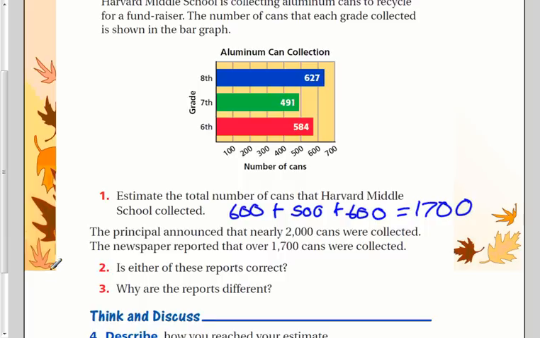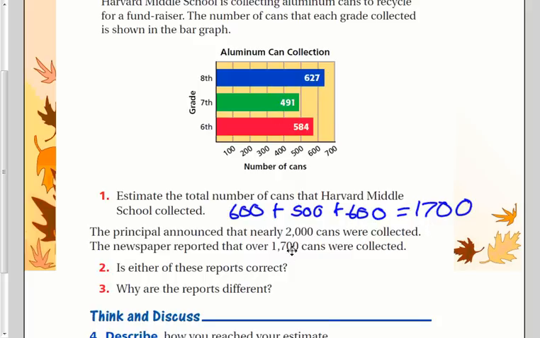All right, next problem. The principal announced that nearly 2,000 cans were collected. The newspaper reported that 1,700 were collected. Is either of these reports correct? And then why are they different? So I guess I would say that when they ask if over 1,700 were collected, since I rounded the 8th grade down, and I rounded this up, and I rounded this up, that could be true.